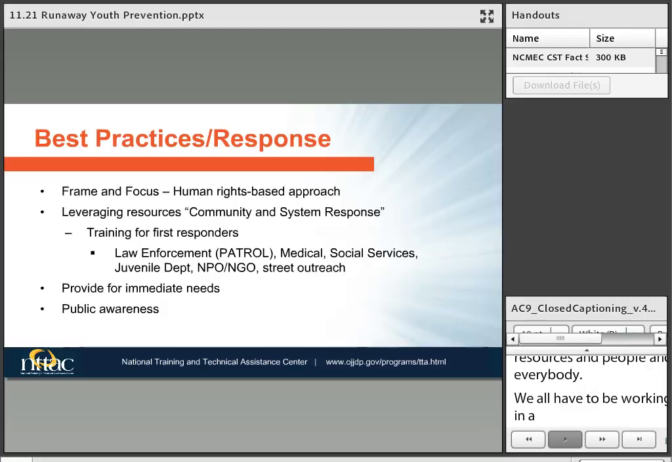So how do we have a proactive approach? How do we get off our heels instead of just waiting for them to come to us? How do we get on our toes as a system? How do we go out there and find our victims? And then, that public awareness.